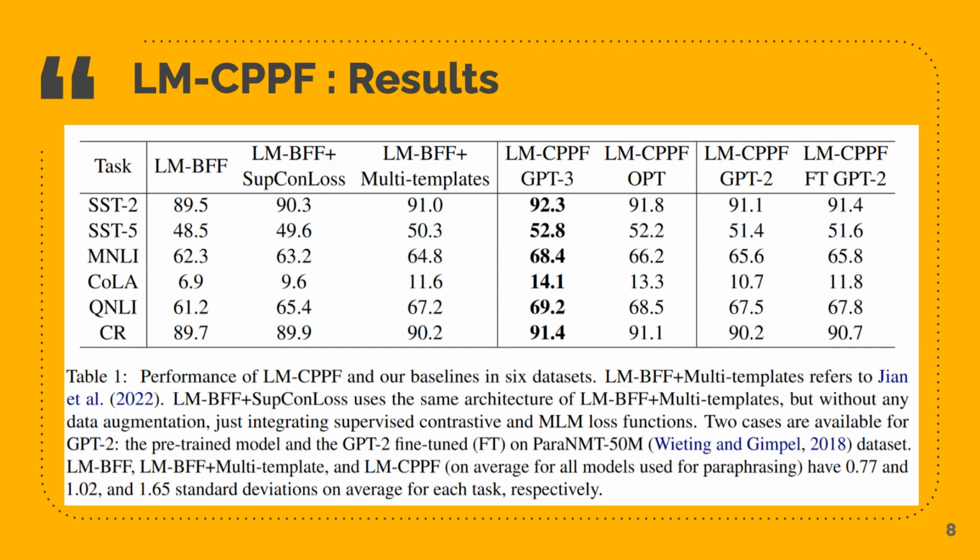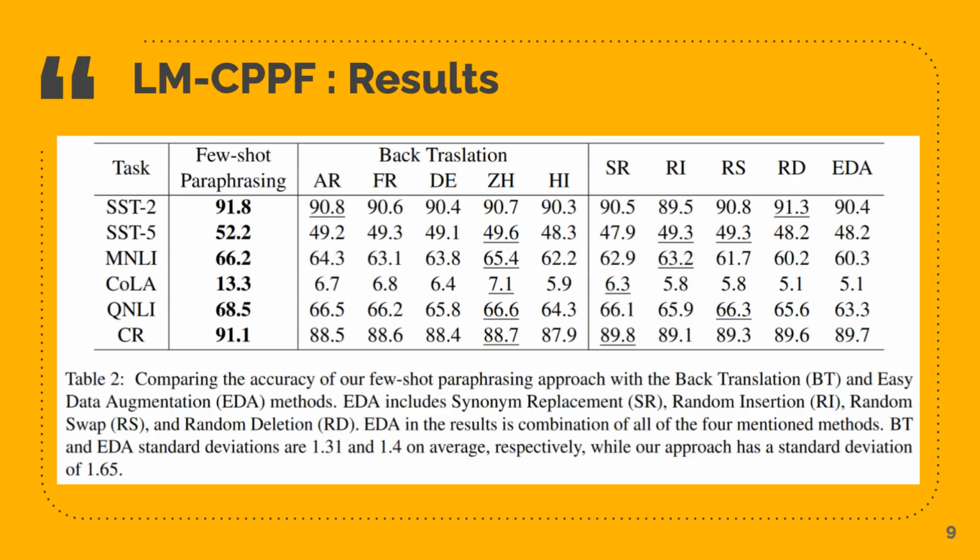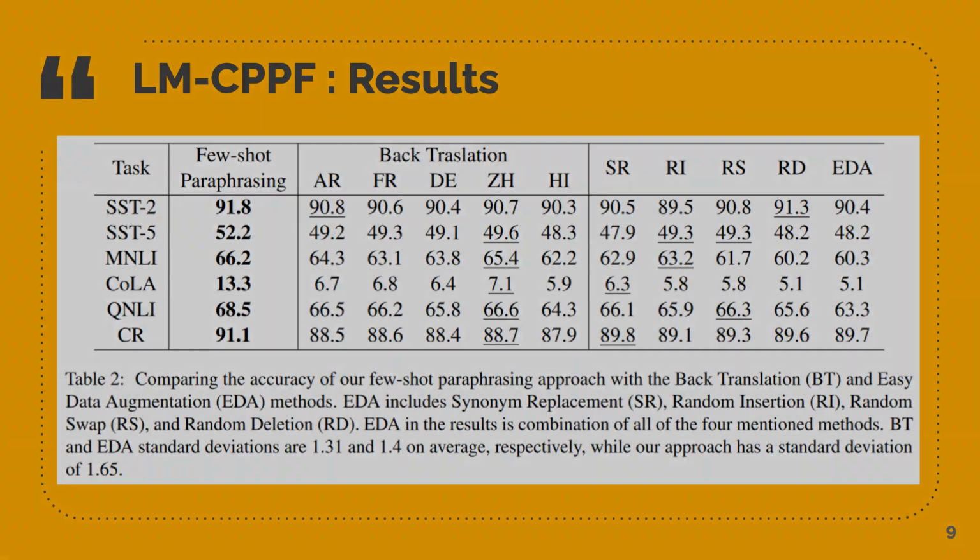As we can see in the results, our model not only performs better in comparison to LM-BFF, LM-BFF with contrastive loss, and LM-BFF with contrastive loss and multiple templates data augmentation, it performs better in comparison to other types of data augmentations, including easy data augmentation and back translation. In our paper, we compare different prompts and different templates for paraphrasing for large language models like GPT-3, and that can be valuable as well.